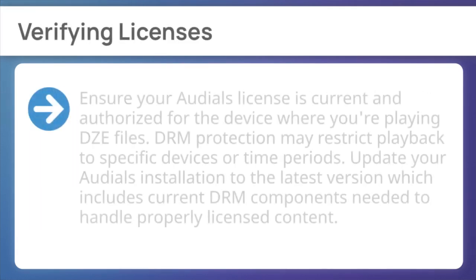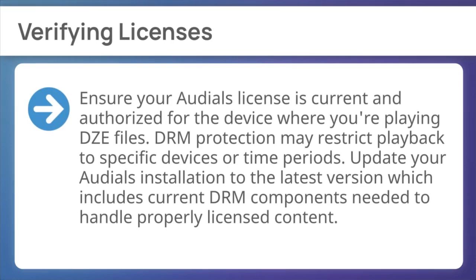Next, verifying licenses. Ensure your Audials license is current and authorized for the device where you're playing DZE files. DRM protection may restrict playback to specific devices or time periods. Update your Audials installation to the latest version, which includes current DRM components needed to handle properly licensed content.